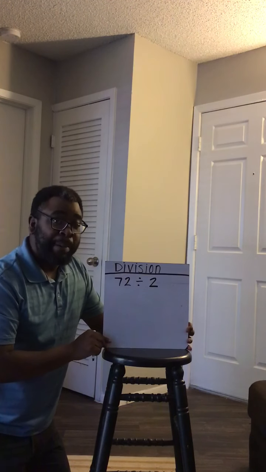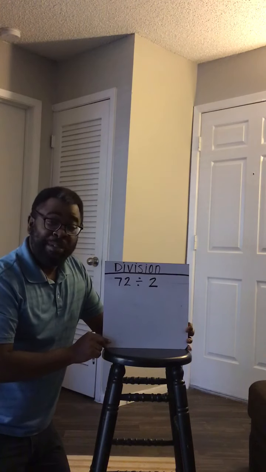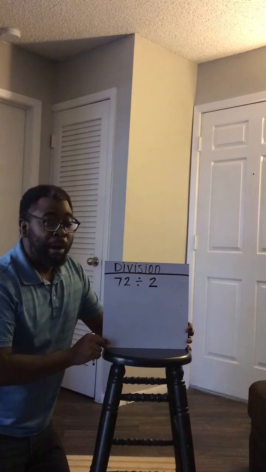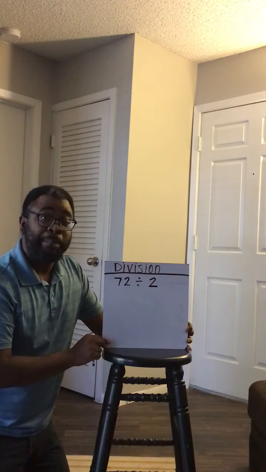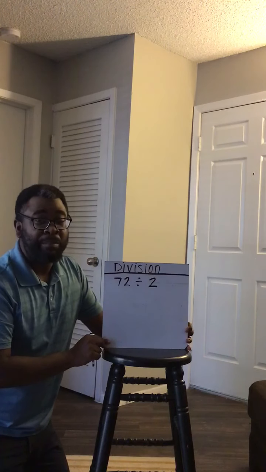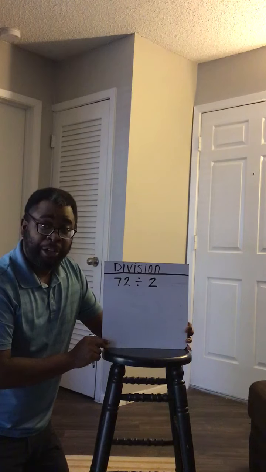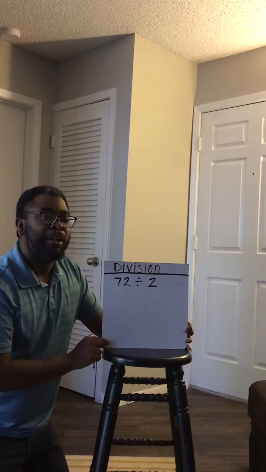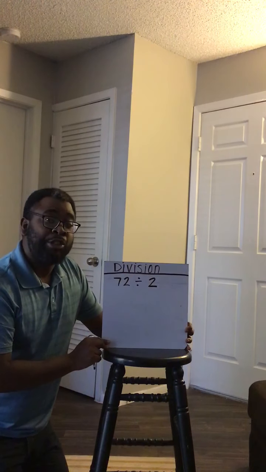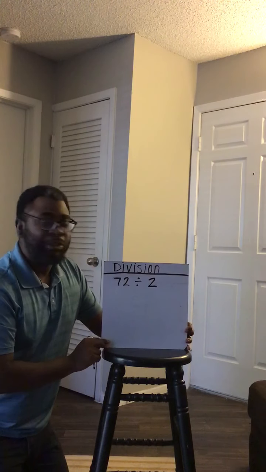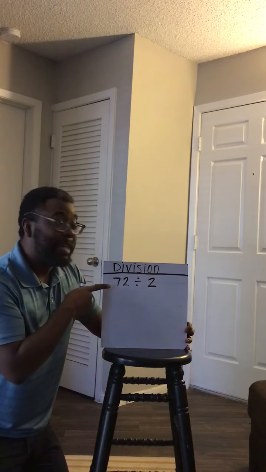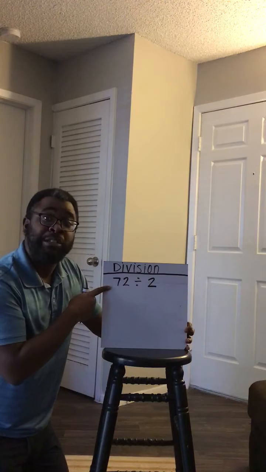72 divided by 2. I could use a multiplication chart, but I probably won't find my answer on there because the multiplication chart only goes up to certain numbers. So I can still draw a picture, but that might also take me a long time. But your multiplication chart will still come in handy. So let's think about it. I need to think the opposite of division, which is multiplication.